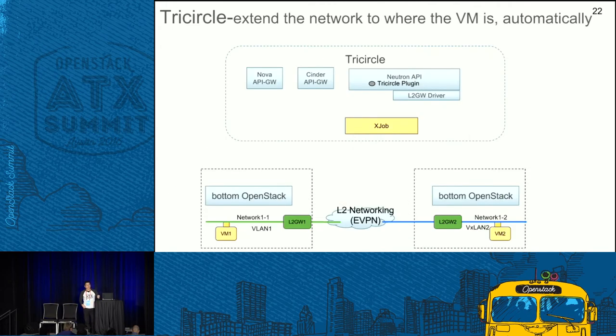But L2 gateway only works in one OpenStack instance, so the automation between different OpenStack instances needs another software layer to do that. Tricircle can finish this work. Tricircle is an OpenStack API gateway. We have a Nova API gateway, a Cinder API gateway, and a Neutron API gateway.